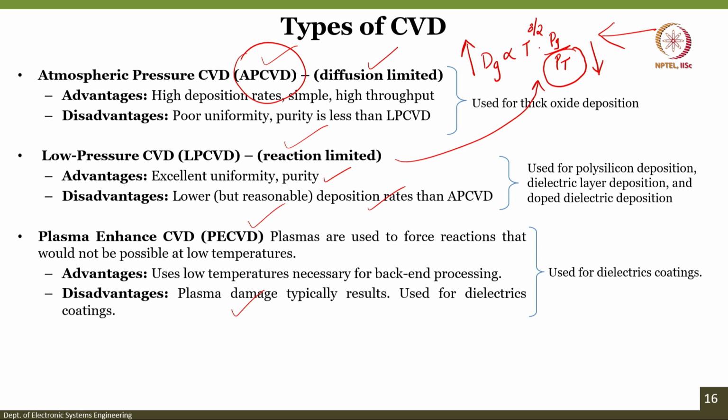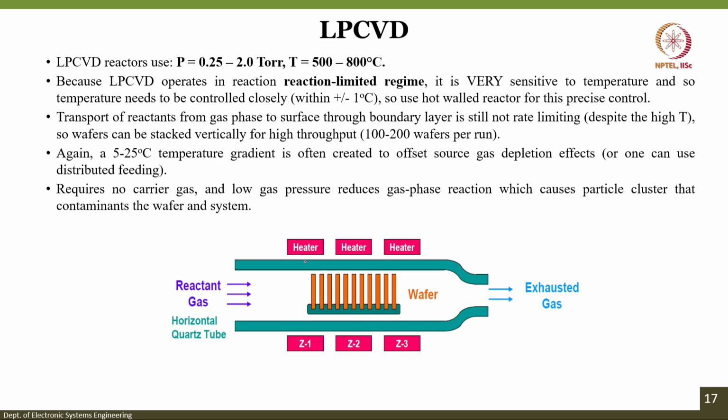plasma is used to accelerate the chemical reactions that wouldn't have taken place at a low temperature if plasma is not generated. That means the main point of using plasma enhanced CVD is that we are further lowering down the reaction temperature, and so instead of thermal energy we are using plasma to force the reactions to happen. So the main advantage of PECVD would be low temperatures.